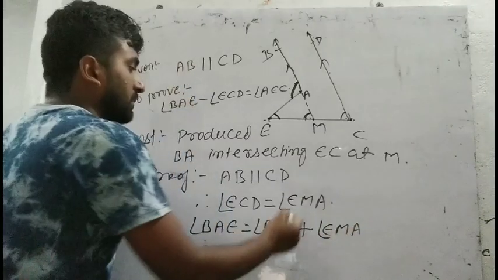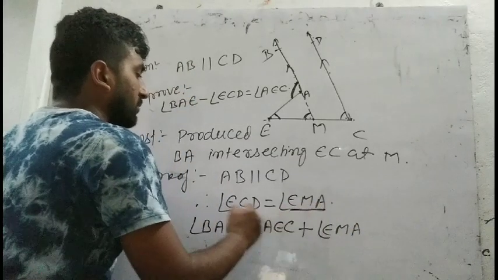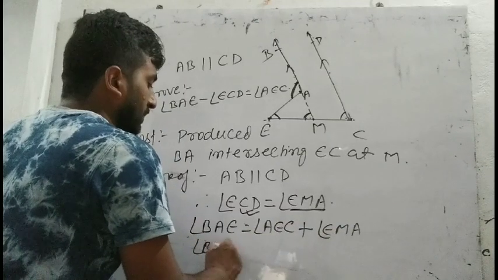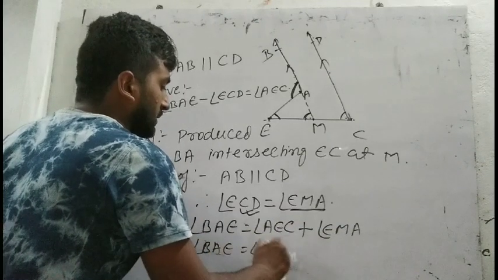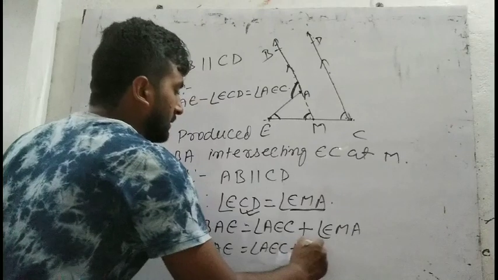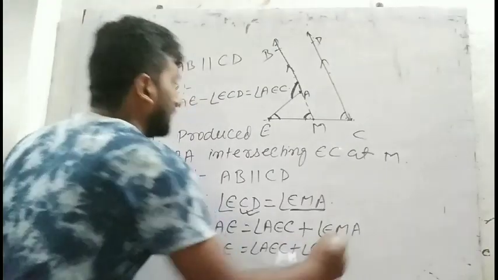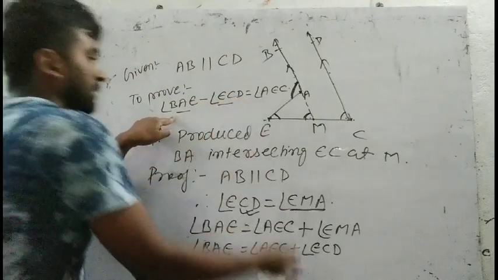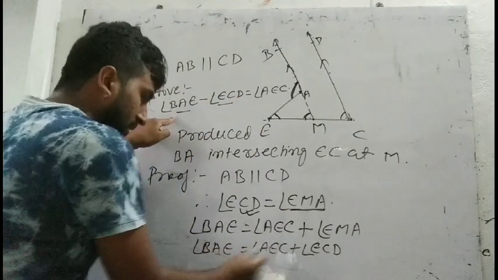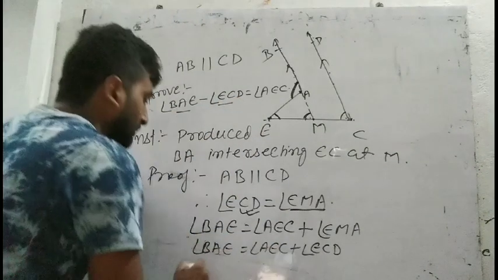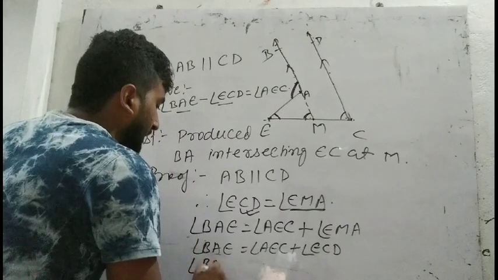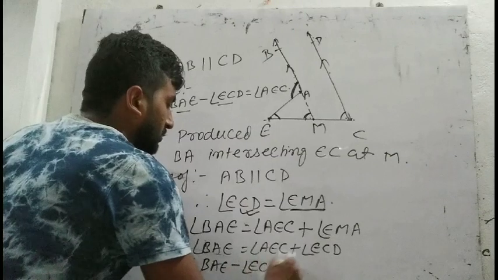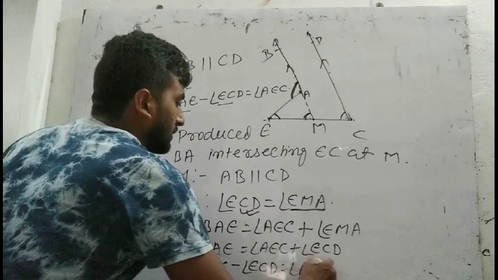In place of EMA, we can write ECD, since EMA is equal to ECD. So BAE is equal to AEC plus ECD, and we have to prove BAE minus ECD. When this ECD comes from the RHS to the LHS, it becomes minus. So BAE minus angle ECD is equal to AEC. Proved.